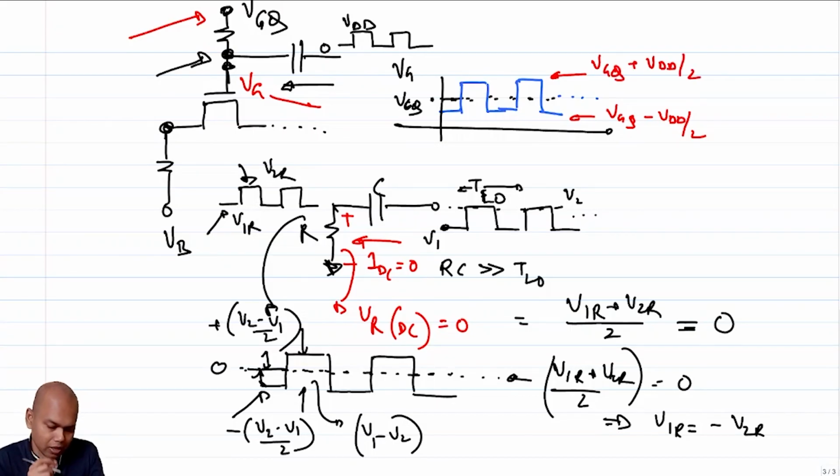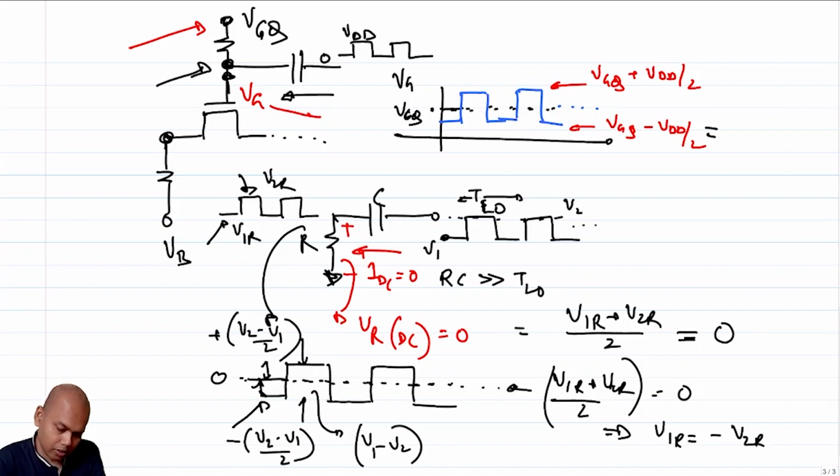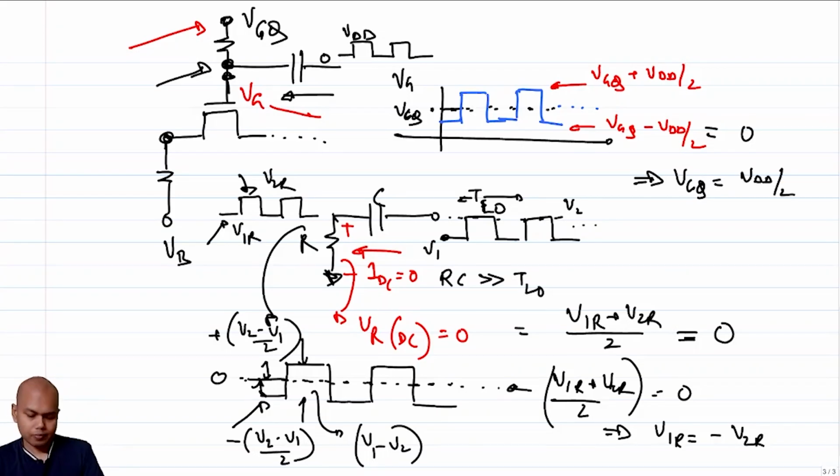And what do I want the lower voltage to be? This is the off voltage, and I want this to be equal to 0, right? This I want to be 0, which means I will choose VGQ, this is my choice, to be equal to VDD by 2, correct? So that would be the optimum biasing for this passive mixer. Okay.